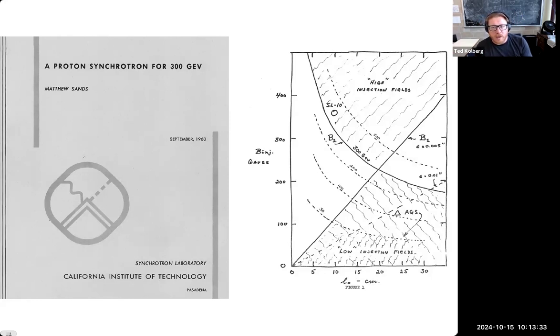So typically there's one synchrotron that's being fed by one of these Cockcroft-Walton type accelerators, or there are a couple different technologies that are in use.